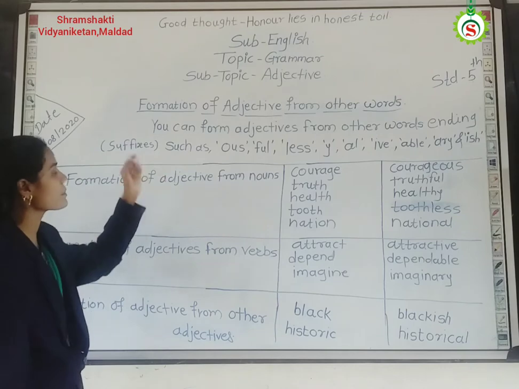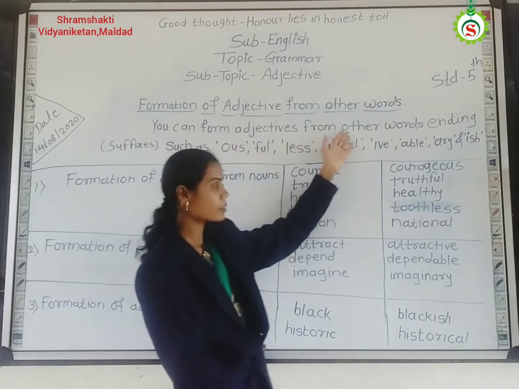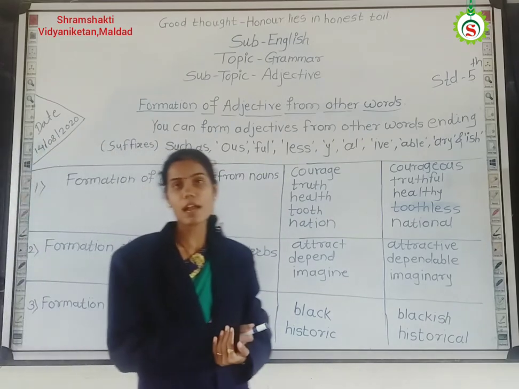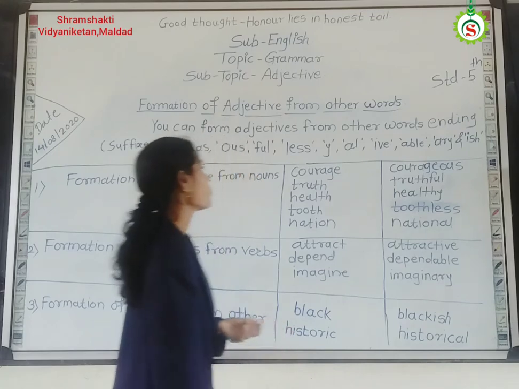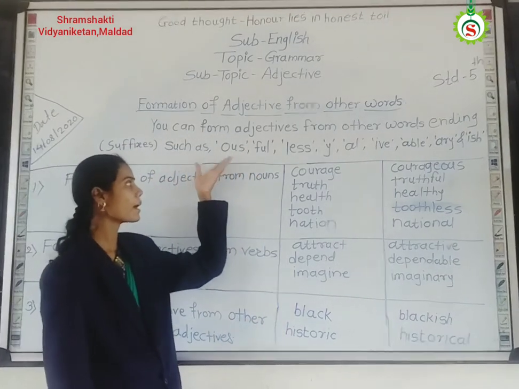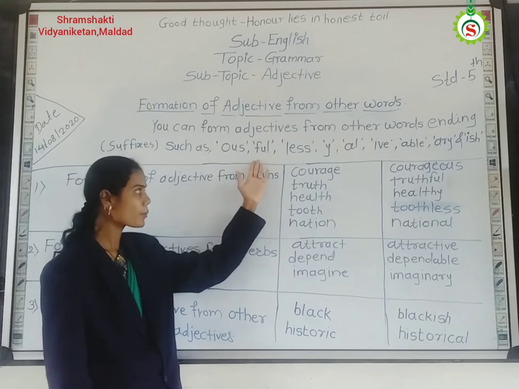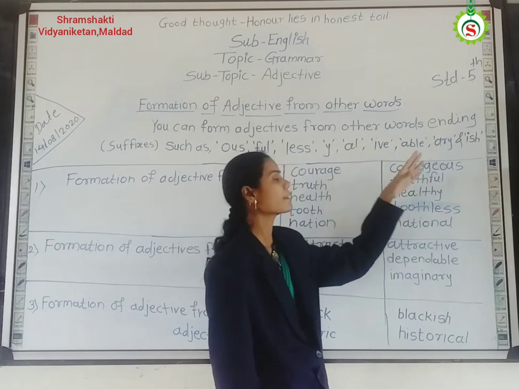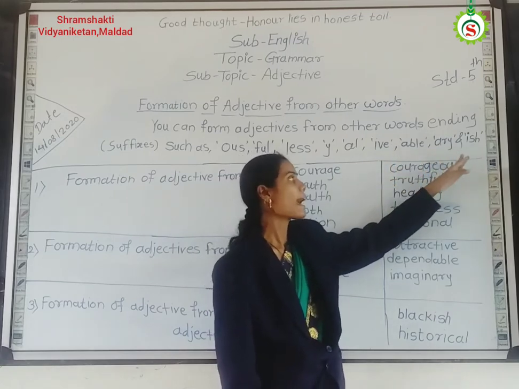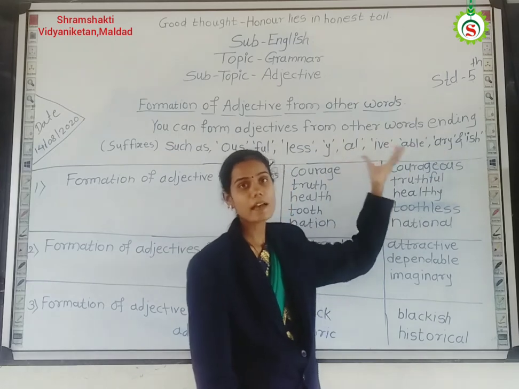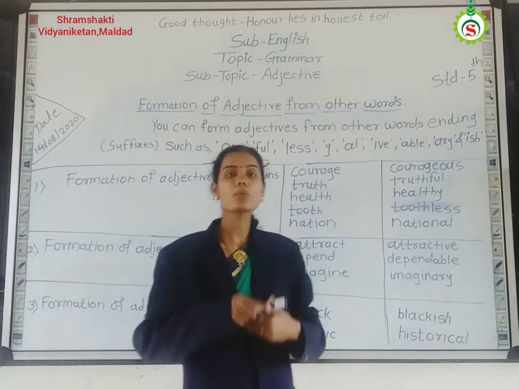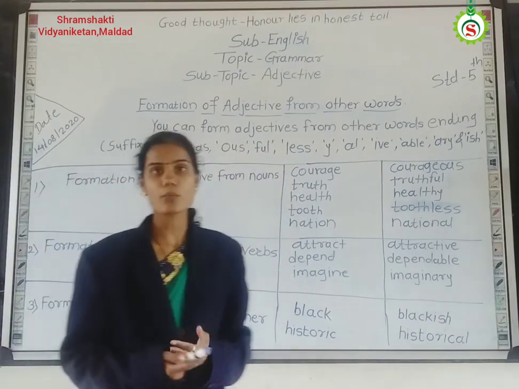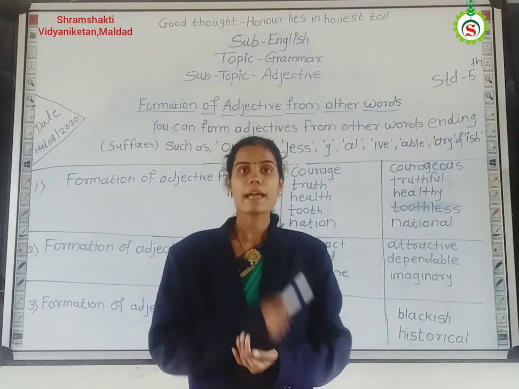Which other words? You can form adjectives from other words by adding endings. It is also called suffixes. Students, you know suffixes. So which suffixes? See, for example, OUS, FUL, less, Y, AL, IV, then able, ARY, and ISH. These are some suffixes, and we use these suffixes for formation of adjectives from other words. So first we see some examples.